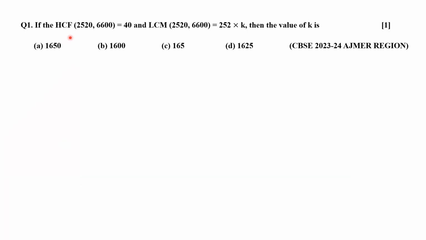Now question number 1. If the HCF of 2520 and 6600 is given as 40 and the LCM of those two numbers is given as 252 into K, then you have to find the value of K here. This is an MCQ question, it carries 1 mark. To solve these types of questions, we already know there is a relation of HCF and LCM, isn't it? We know that the product of HCF and LCM is equal to the product of the given two numbers. So here the two numbers are 2520 and 6600. We have already been given HCF as 40 and LCM as 252 into K.